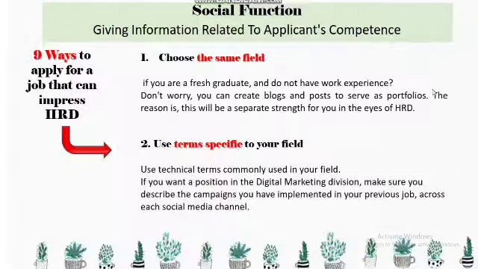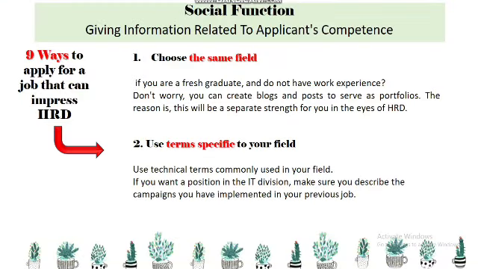Now, here we go with social function. Social function, giving information related to applicant's competence. Here we go. We will explain 9 ways to apply for a job that can improve human resource development. Ini adalah 9 cara bagaimana seorang pelamar kerja supaya bisa menarik perusahaan yang akan mereka lamar. Oke, yang pertama adalah, the first, choose the same field.